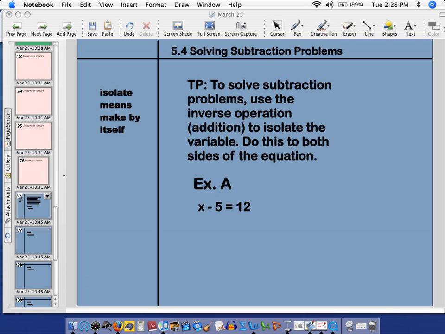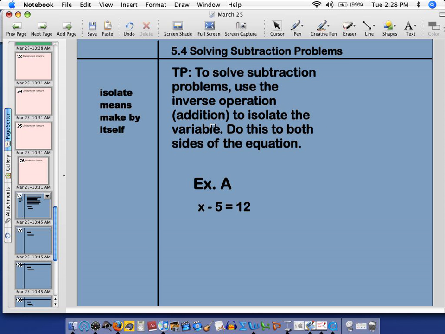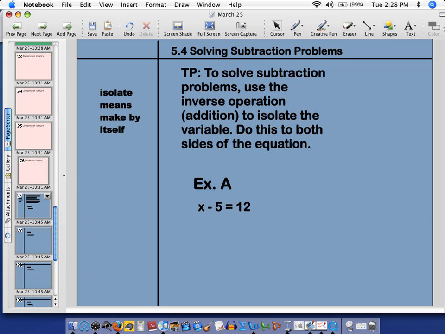Okay, so we are going to talk about how solving subtraction problems requires the opposite of subtraction. The inverse of subtraction is addition. So the teaching point here says to use the inverse operation to isolate the variable. And what I mean by isolating is making it alone, all by itself, on one side of the equal symbol. Okay? So this is your goal in algebra, x all by itself.